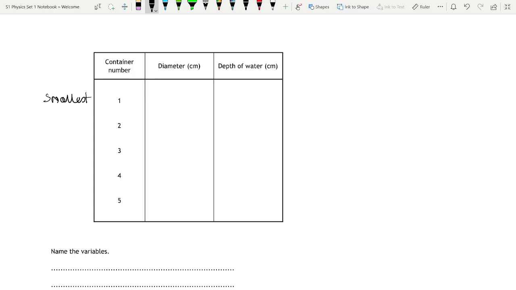You do that. Fill that up to 100. Measure the diameter and the depth. Pour it into your next one. Okay. Great. Straightforward. If you've got any questions, okay, off you go. Start with your smallest one and then pour that water into the other ones.